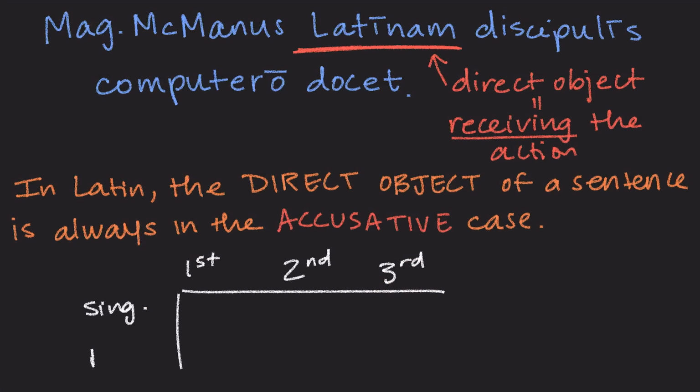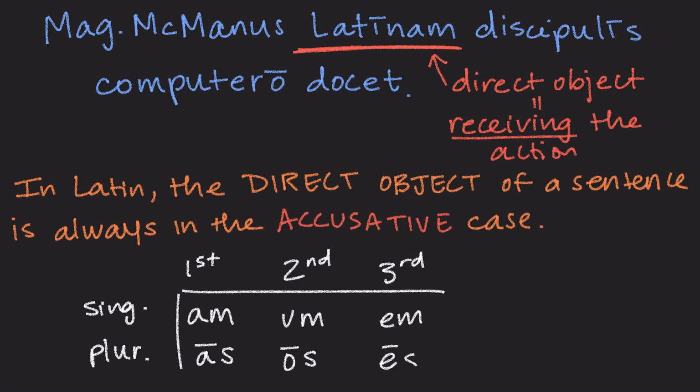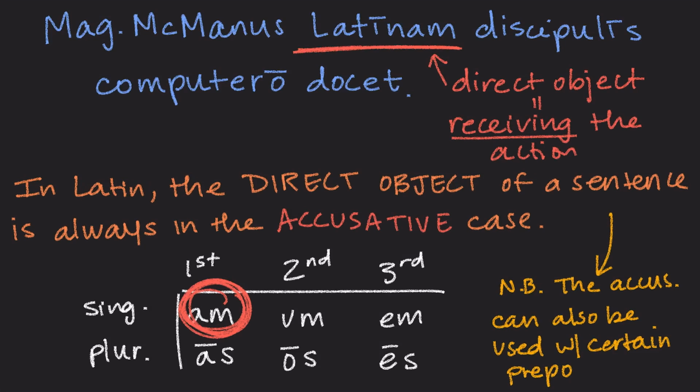These are the accusative endings that we've seen so far. So in the first declension singular, we have am, and plural as. Second, um and os. Third, em and long es. Of course, Latinam is a first declension noun, so we have the first declension singular am telling us that that is accusative and that that is the direct object in this sentence. The accusative can also be used with certain prepositions, which we will look at later.